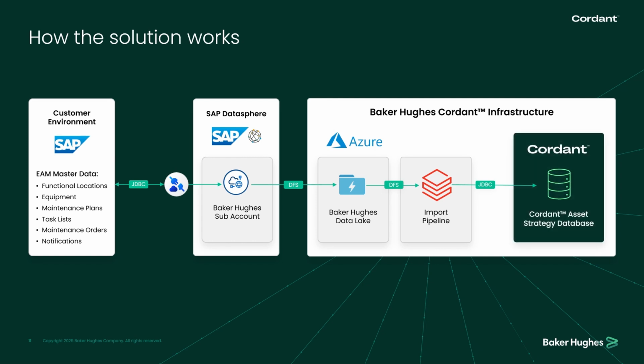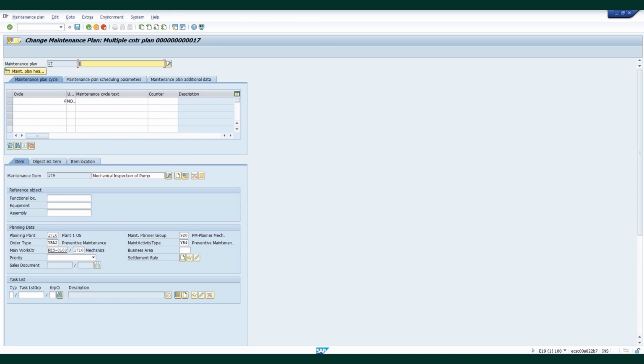Let's quickly talk through how the solution works. We'll start with the front end of SAP S/4HANA. Here we have a basic maintenance plan record. You'll see this as maintenance plan number 17, the mechanical inspection of a pump. All of a customer's SAP master data, just like this maintenance plan, can be quickly processed from S/4HANA directly through Datasphere. Let's see what this looks like in the Datasphere instance.